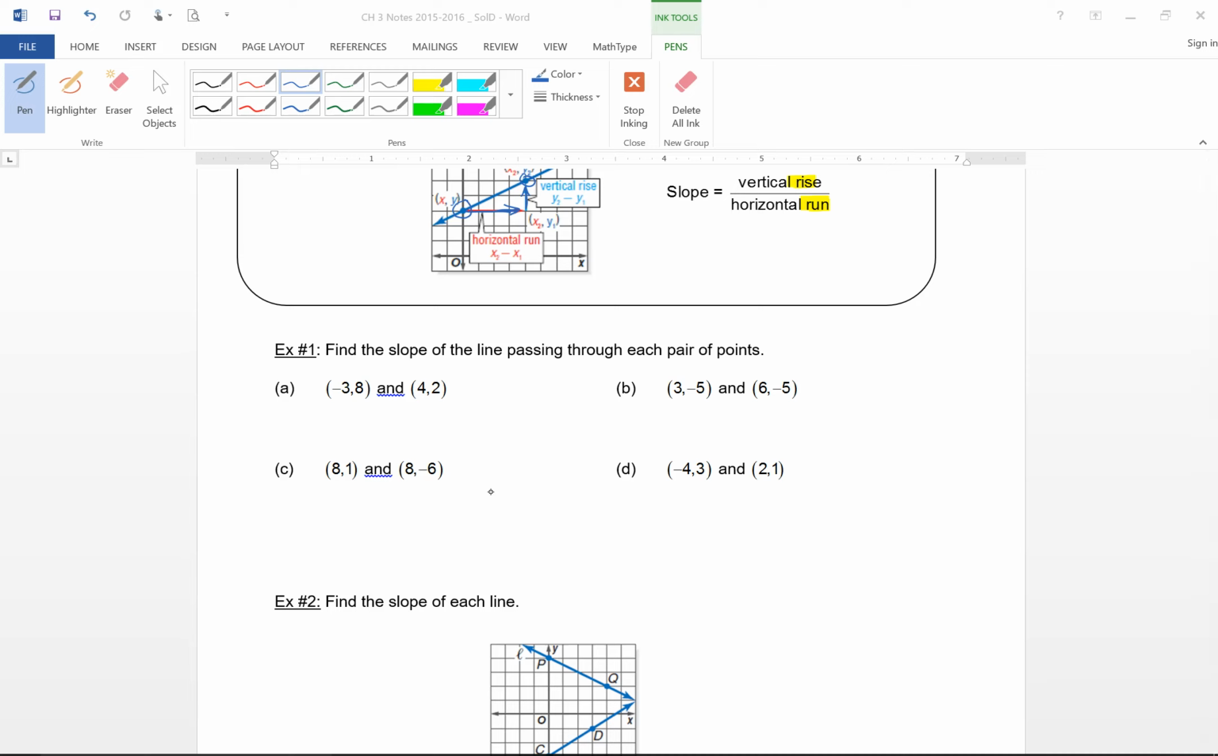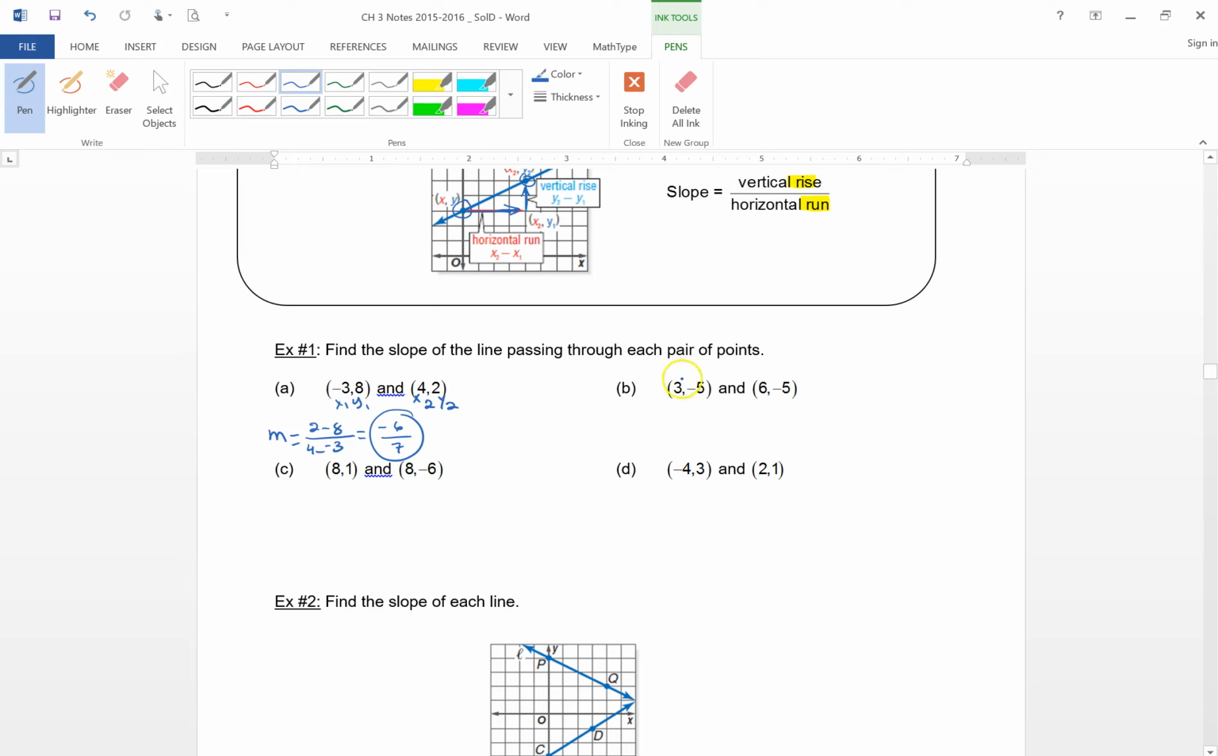Whenever you have 2 coordinates, just go ahead and label them x1, y1, x2, y2. Now it becomes easy. All you have to do is plug it into the formula. The formula is y2 minus y1, so 2 minus 8 over 4 minus negative 3. This is negative 6 over 7. That's your slope, negative 6 over 7. Slope is given in fractions, and they have to be simplified fractions.